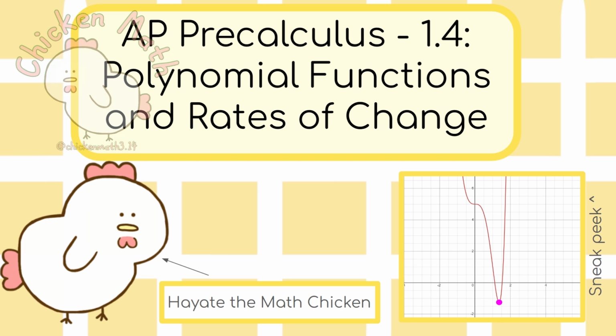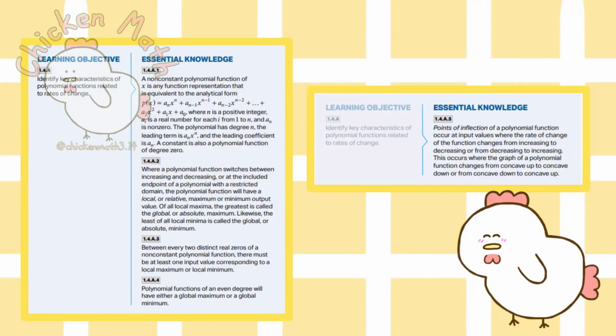Today we're going over 1.4, polynomial functions and rates of change. Okay, guys, so these are the learning objectives, and practically it's just talking about polynomial functions, finding the leading coefficient and degree. We'll also be talking about local and absolute maximums and minimums, and points of inflection.